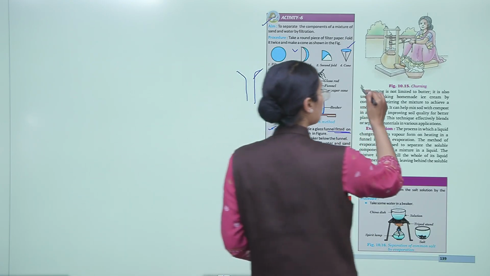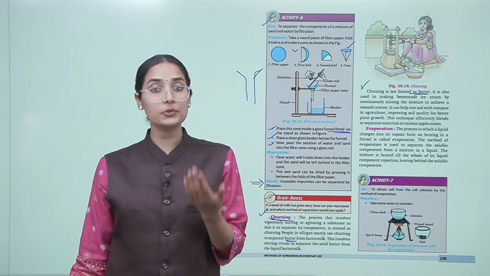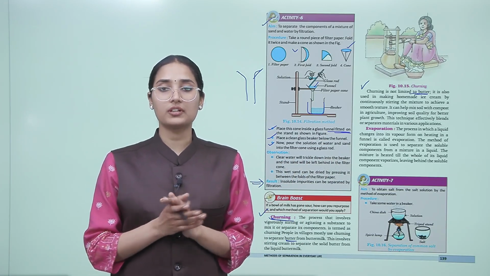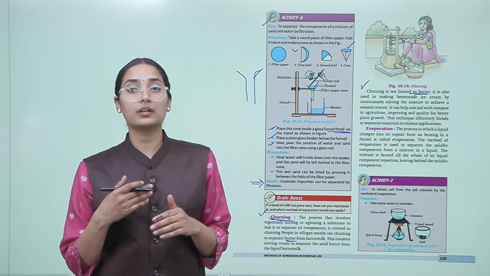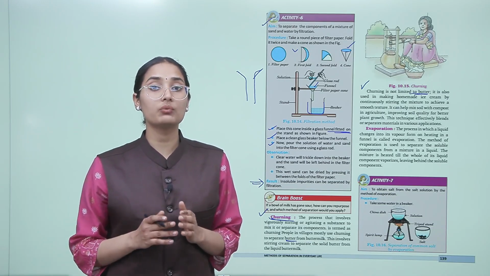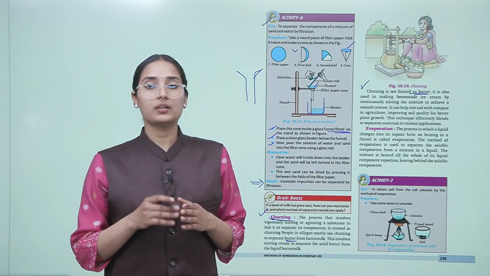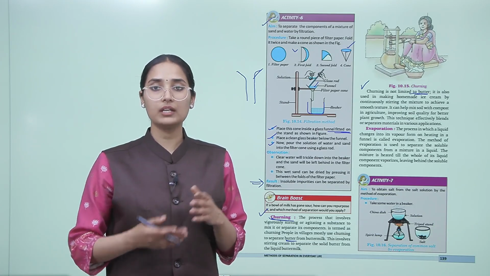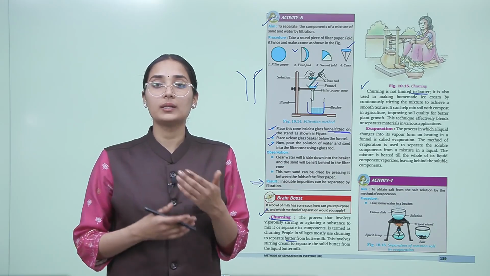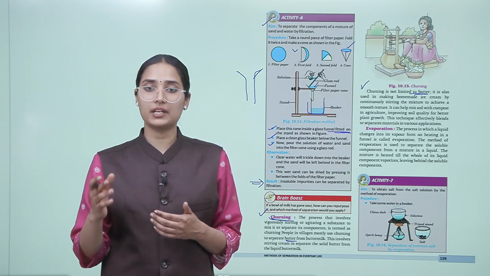Now churning is not limited to butter only. This is just one example. It is also used in making homemade ice cream by continuously stirring the mixture to achieve a smooth texture. This is also done in industries to make ice creams. It can help mix soil with compost in agriculture, improving soil quality for better plant growth. We can also mix compost in our soils with this method, and this will make our soil even richer. This technique effectively blends or separates materials in various applications.